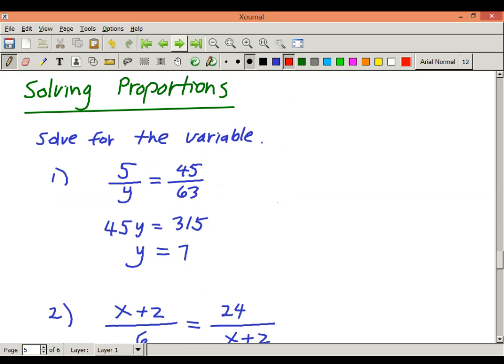Okay, so like I said, we're going to use these ratios and this cross product property to solve proportions. Here's an example of doing that. We're going to solve for the variable y here. You have the proportion 5 divided by y equals 45 over 63, and we're trying to find out what y makes this a true proportion. So use your cross products property. 45 times y, the product of your means, equals 315. That's the product of your extremes, 5 times 63. That gives you this equation, and then just divide both sides by 45, so you get y is equal to 7. So 7 is the number that fits back into that proportion to make it true.